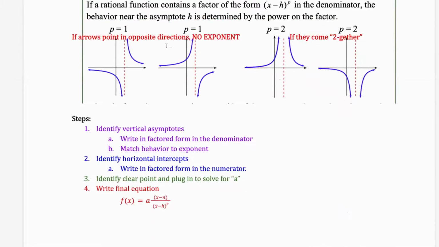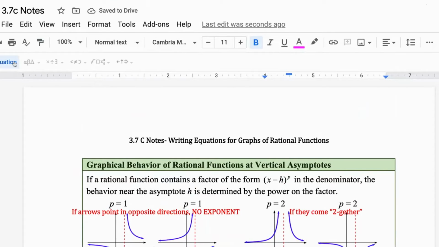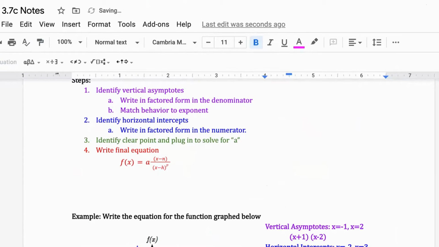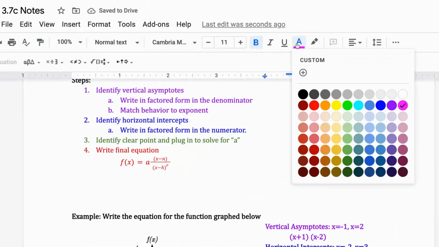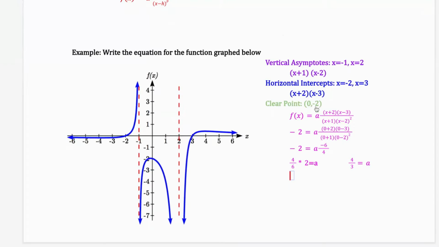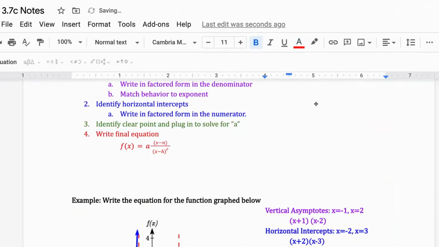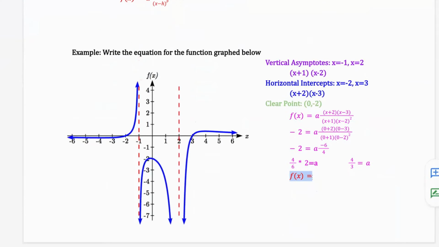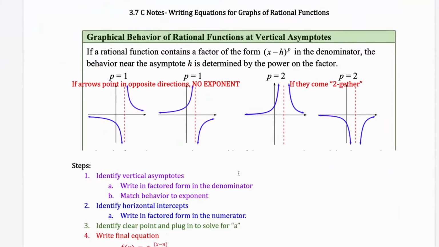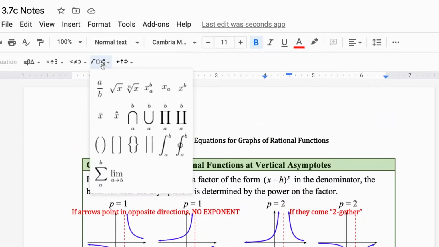All right, now we're going to put it. So the final equation, f of x equals, and then I'm just putting the a in the right spot. Thank you for being patient with me. I know it's not fun listening to me. All right. F of x equals.